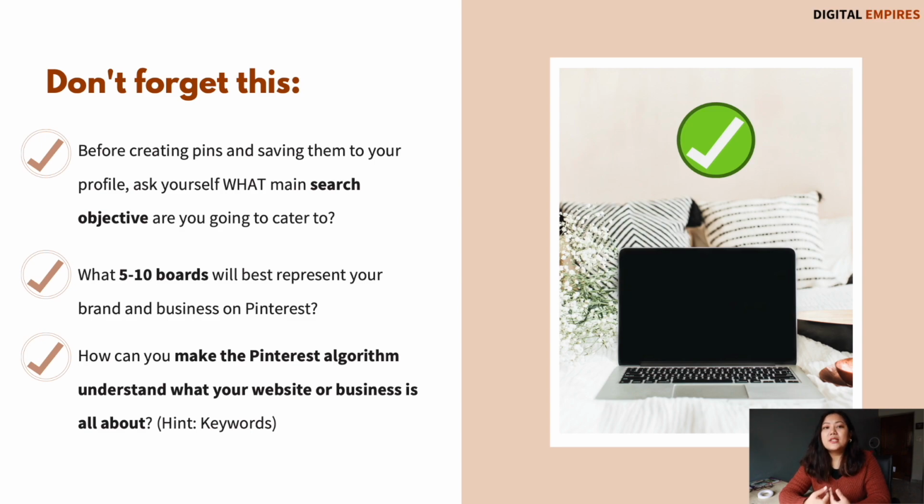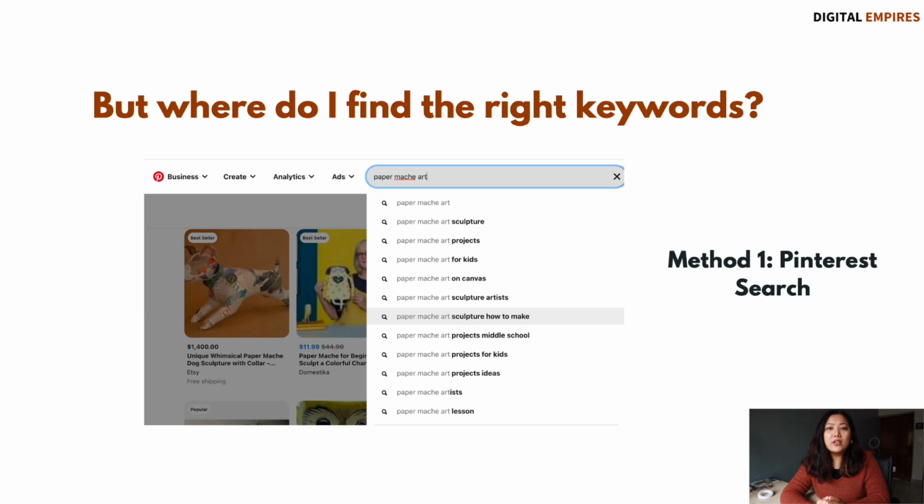Method number 1 is just simply going on Pinterest search. So when you log into your account, you are going to go on the top and there's going to be a search bar where you can type in the keyword you're looking for. So as you can see, when you type in paper mache art, you come across different options like paper mache art sculpture, how to make for kids, on canvas, sculpture artists, so on and so forth. So these are all different keyword ideas that people are searching for.